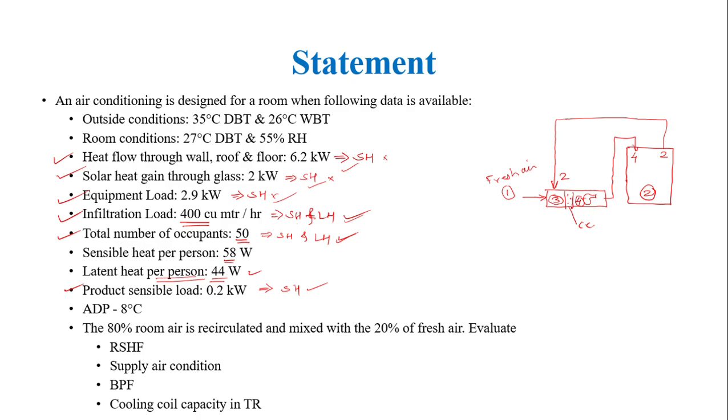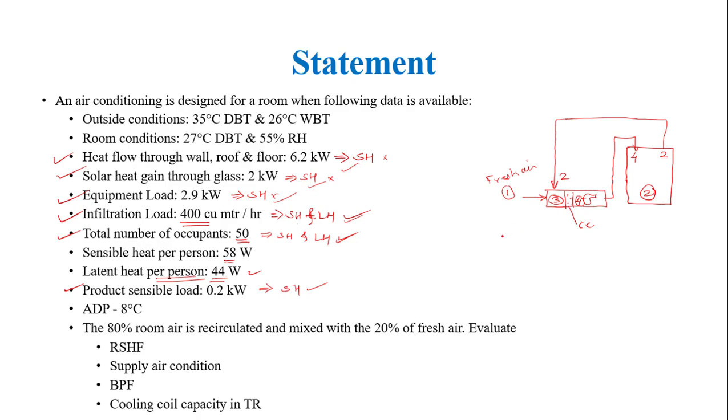In this case, obviously the ADP is with respect to the cooling coil. Ideally the cooling has to be done from point number 3 to the apparatus dew point temperature, or the surface temperature of the coil, that is the ADP. However, because of the losses, or the bypass factor, the cooling is not up to the apparatus dew point temperature. It will be up to point number 4, because of the losses. So here I need to consider that particular thing. First I will find out what is the mixing condition.